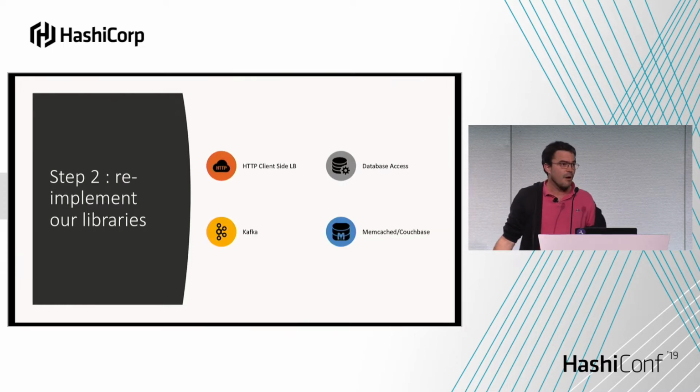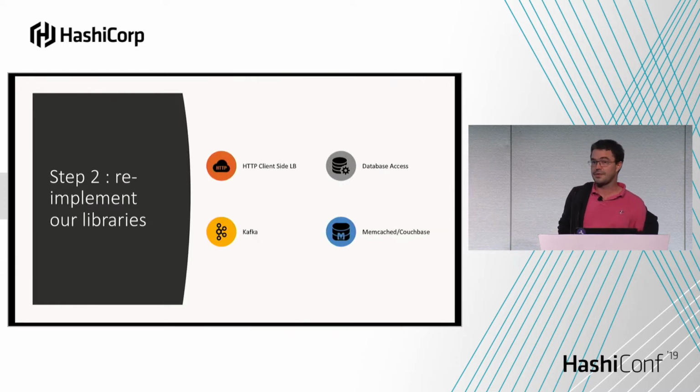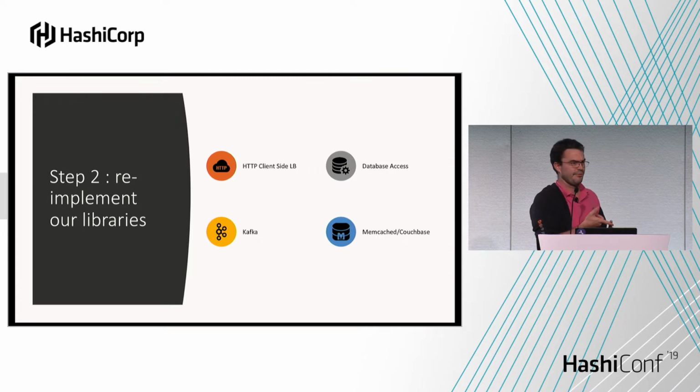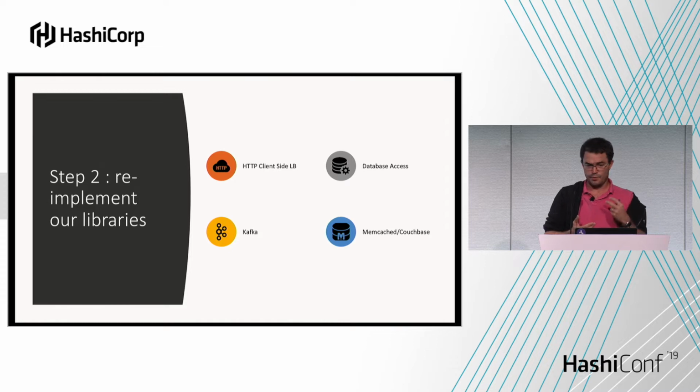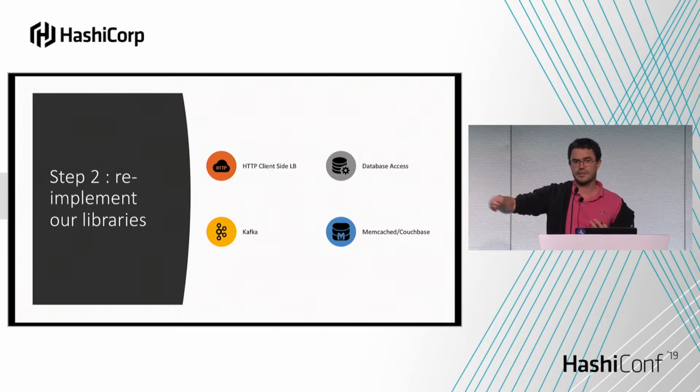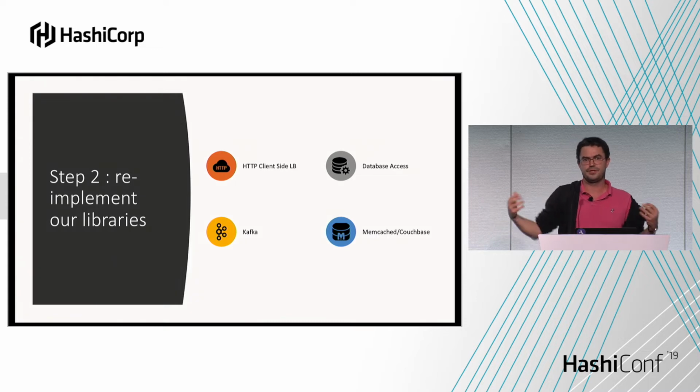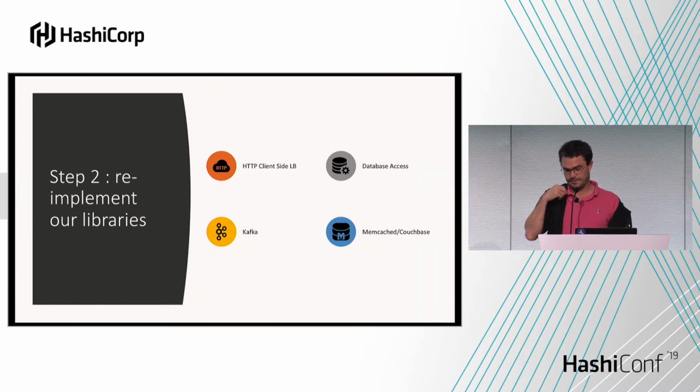Step 2 was, we have to re-implement all of our libraries, our load balancing and service mesh libraries. So we did that. We had a library for HTTP load balancing. Instead of using the database, we started using Consul. So we watch everything, and we get notified when a service goes up or goes down, which is very important because in Mesos, your application can start in a few seconds. It's not a few hours of delay to provision a new machine. Database, the same thing, Kafka, and the new SQL part.